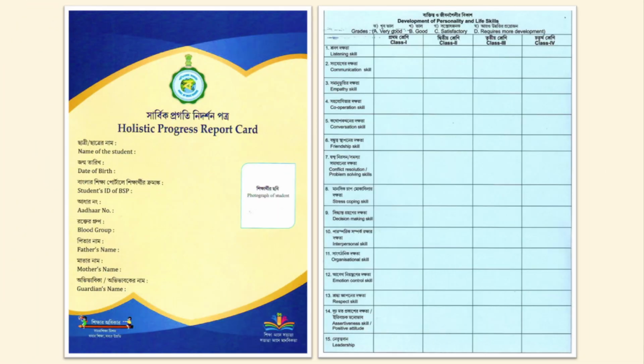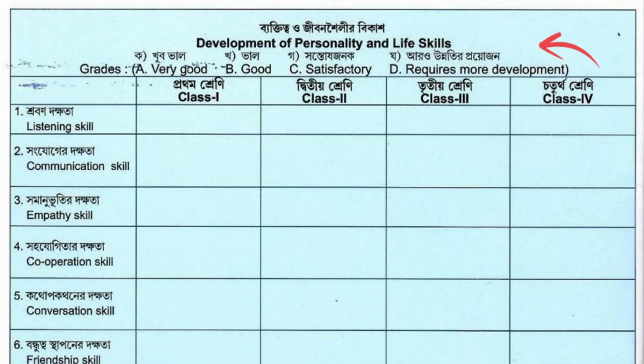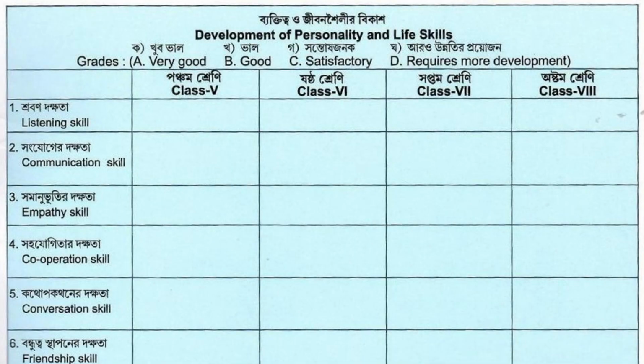Here on the right side, this page is just opposite the cover page. Here the teacher has to evaluate the development of personality and life skills from class 1 to class 8. Just opposite the cover page, the evaluation sheet here is for class 1 to class 4. And the same evaluation appears again at the end of the report card covering class 5 to class 8.